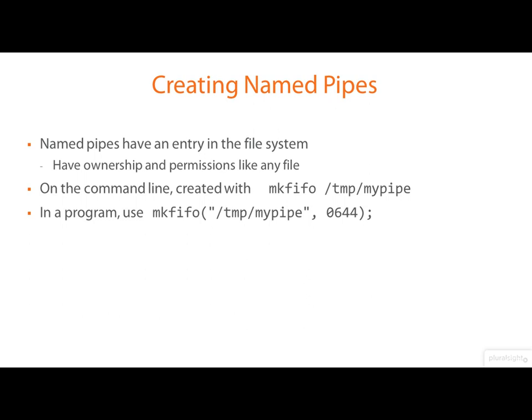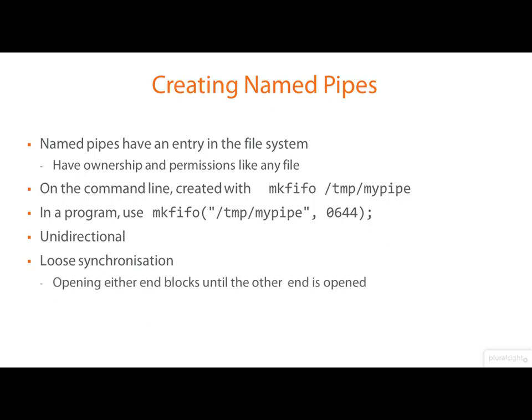Here the second argument is of course the permissions that we want to assign to the file, to the mode of the file. Named pipes, like anonymous pipes, are unidirectional, and they impose a loose synchronization between a producer and a consumer. Opening either end of the pipe will block until the other end gets opened. But the communication uses normal read and write calls, and from a systems programming point of view there's really nothing new to say about the use of named pipes.